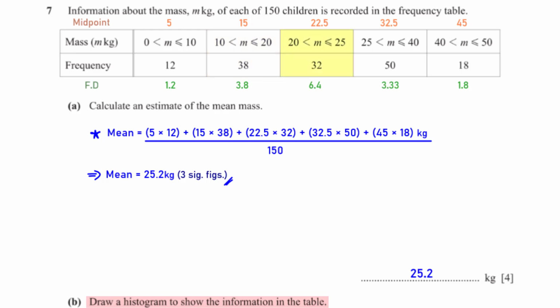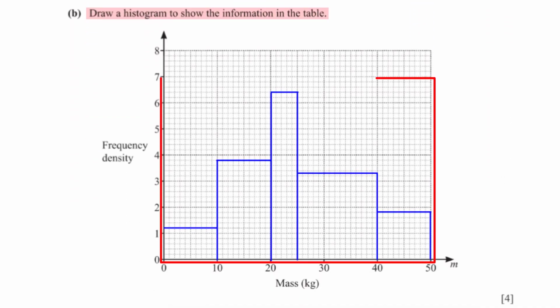Then we have 32 divided by 25 minus 20, which is equal to 6.4. Then we have 50 divided by 40 minus 25, which is equal to 3.33. Then finally, 18 divided by 50 minus 40, which is equal to 1.8. So now, after marking all the different intervals on the horizontal axis of the grid, we can map out their heights using their frequency density values.